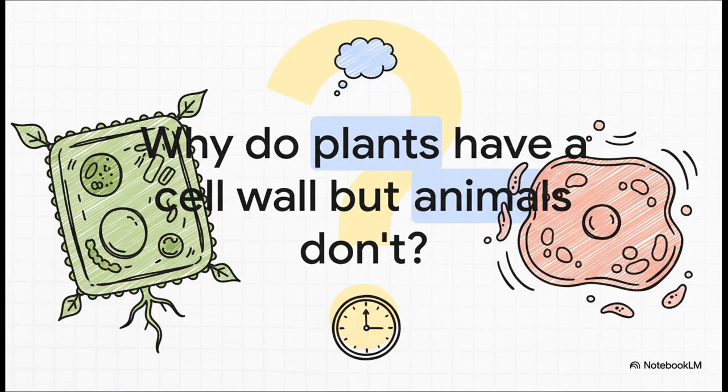All right, bacho. Time for a quick exam-style question. This is a very common one-mark question, so listen carefully. Why do plant cells have a strong, rigid cell wall, but animal cells like ours don't? I'll give you a moment to think about it.